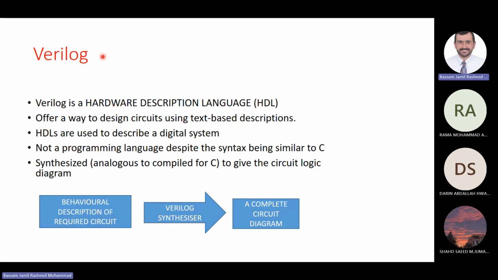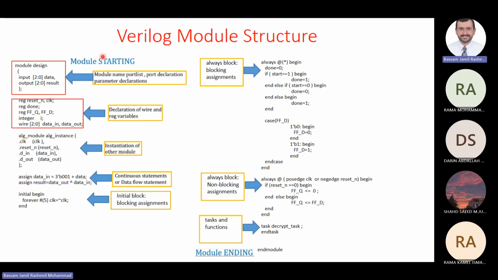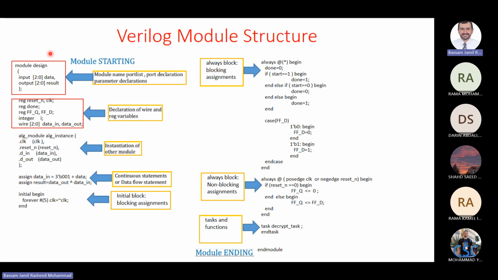Now, the other competing language is VHDL, but in the industry, Verilog is probably the most commonly used language. What I showed you here is a skeleton of the module. The module in Verilog resembles to some extent the class in object-oriented programming. A module is a way for us to describe a component in hardware. And what I am showing you here is the important parts of the module.